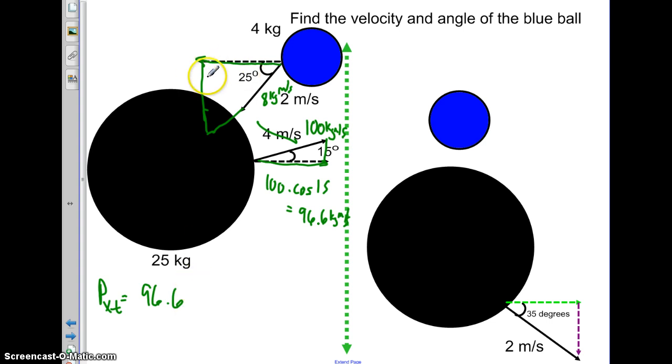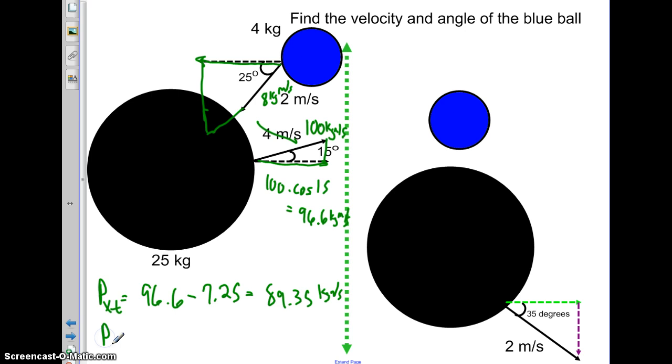Then this side right here, same thing, except this is 25 degrees. So I'm going to take 8 times the cosine of 25, and I get 7.25. So we have 96.6 minus, because it's in the other direction, 7.25. When I do that, I get 89.35 kilogram meter per second. So this is the total x.